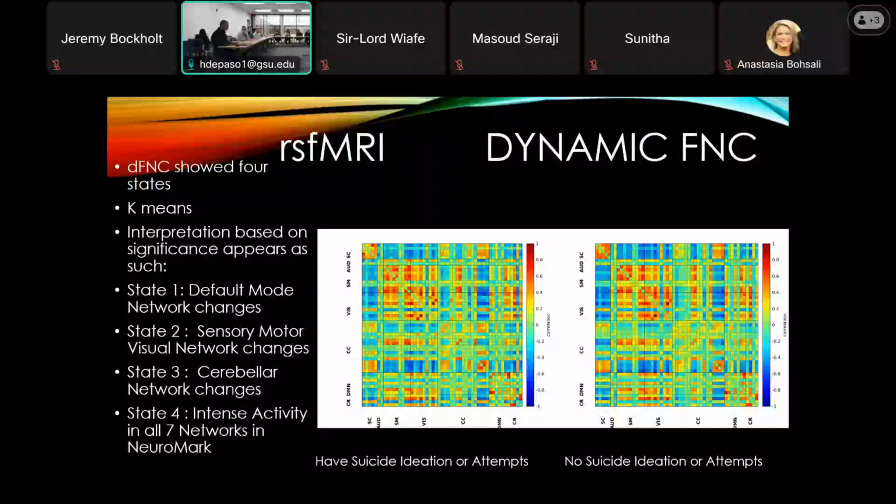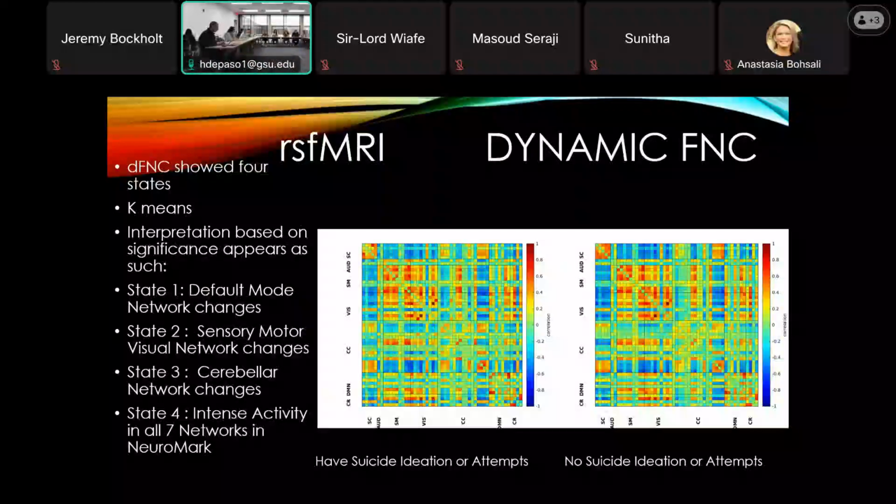Sorry about the space. So the dynamic functional activity showed 4 states. In case you're wondering about the windows, we used a window size of 30 for grouping the windows up. We then used k-means as a way to cluster the like-minded windows themselves.